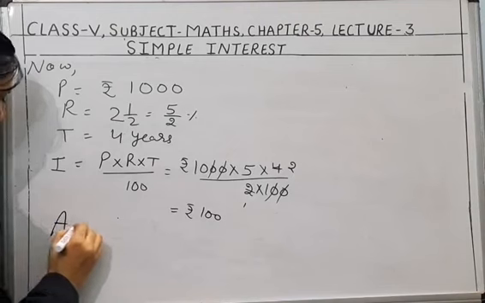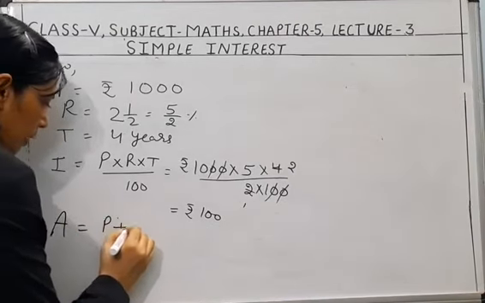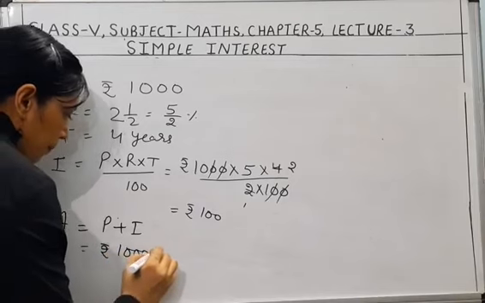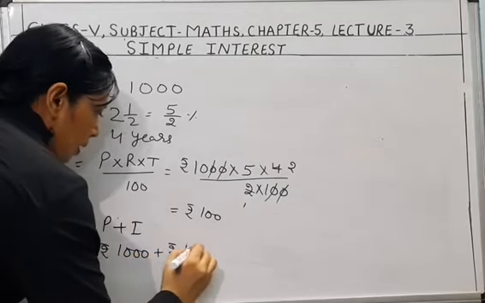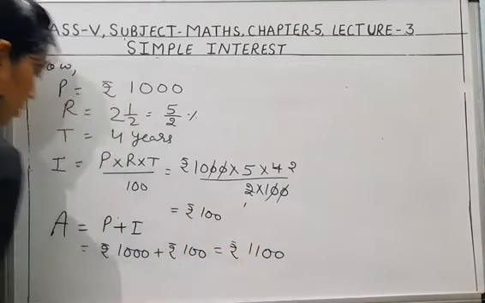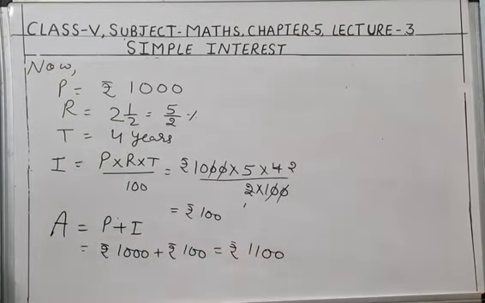So we can calculate amount. Principal plus interest. Principal is rupees 1,000 and interest is rupees 100. So amount is rupees 1,100. Got it? So understand the question first and then you can calculate easily. Very simple formulas are there. You have to use the formulas only.